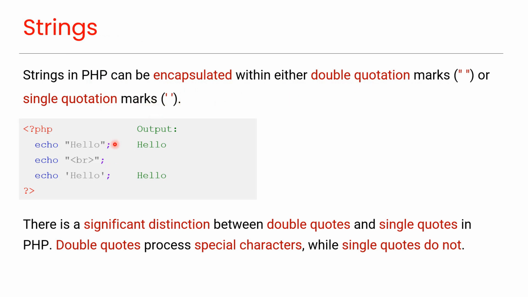In this example, we are using the echo statement to print 3 strings, as you can see in this output. Note that here we are printing the BR HTML tag, which does not appear in the output but creates a new line. It's important to note that there is a significant distinction between double quotes and single quotes in PHP. Double quotes process special characters, while single quotes do not.